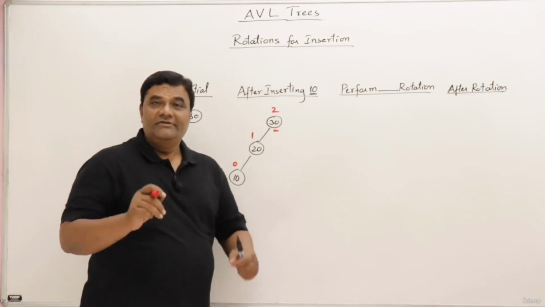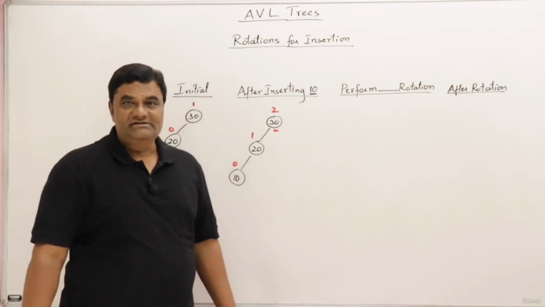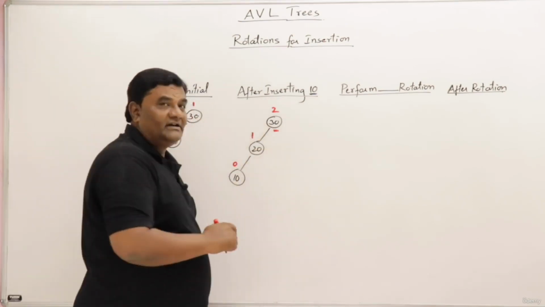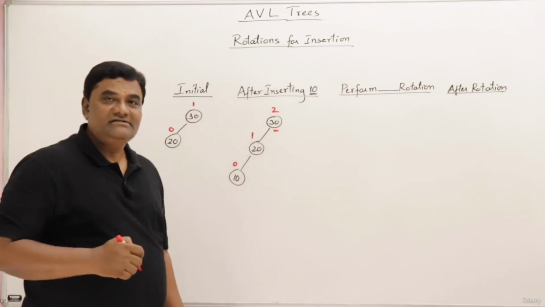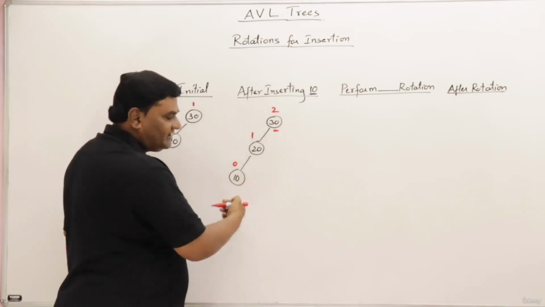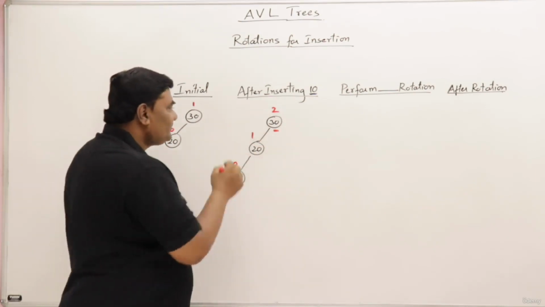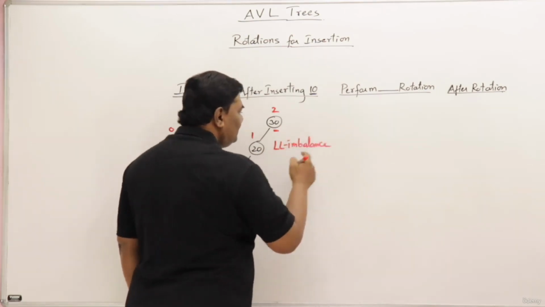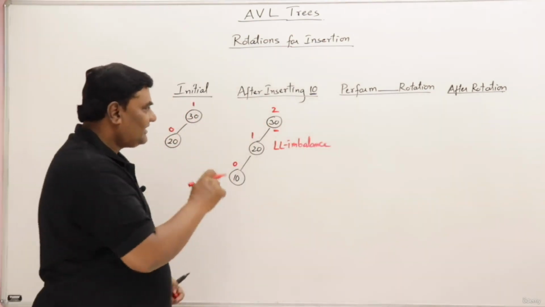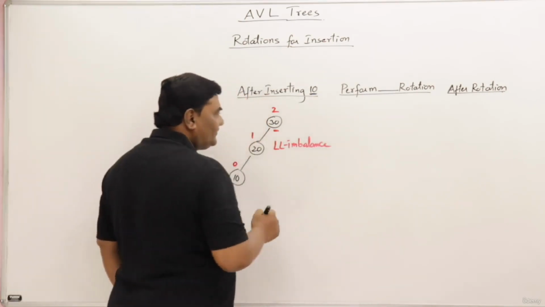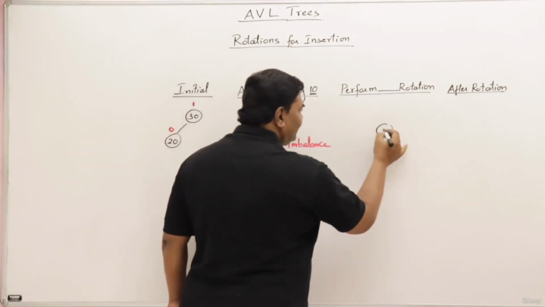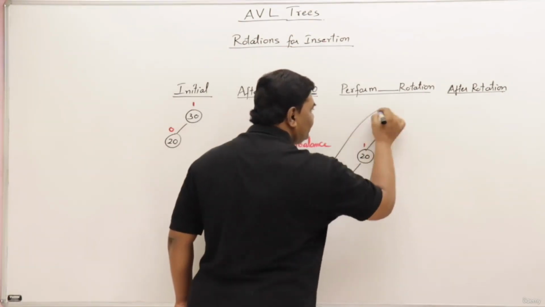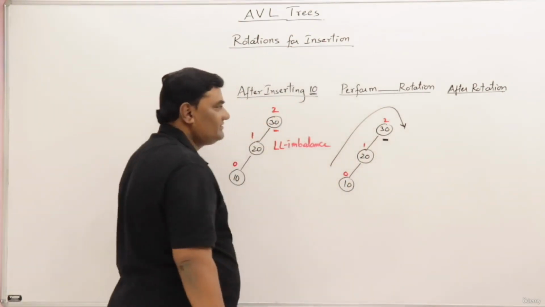Now we will give a name for the imbalance. This node became imbalanced because of the insertion of 10. In which direction was 10 inserted? Left of left. LL. So I will give the name LL imbalance. So this is LL imbalance. Now for LL imbalance, how do we perform rotation? Let us take the tree once again here. We'll perform rotation around this node, in this direction.